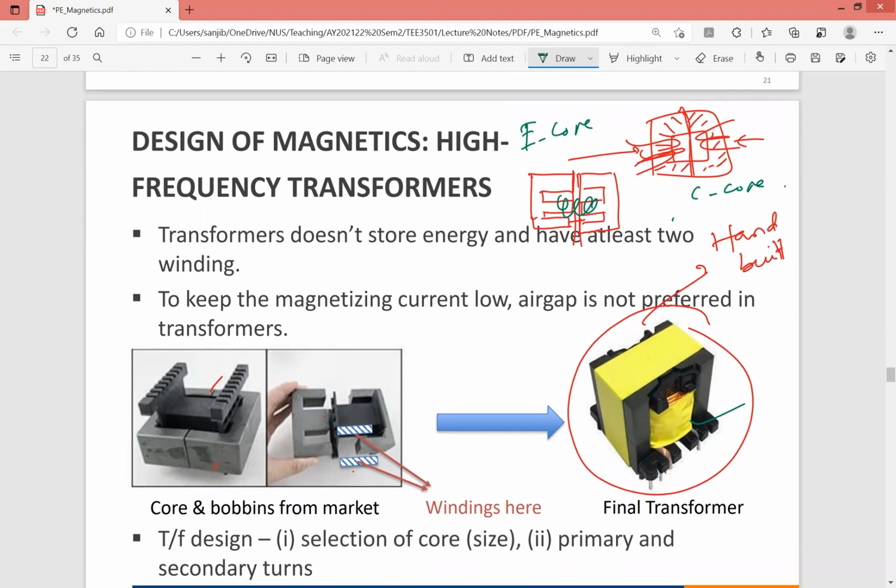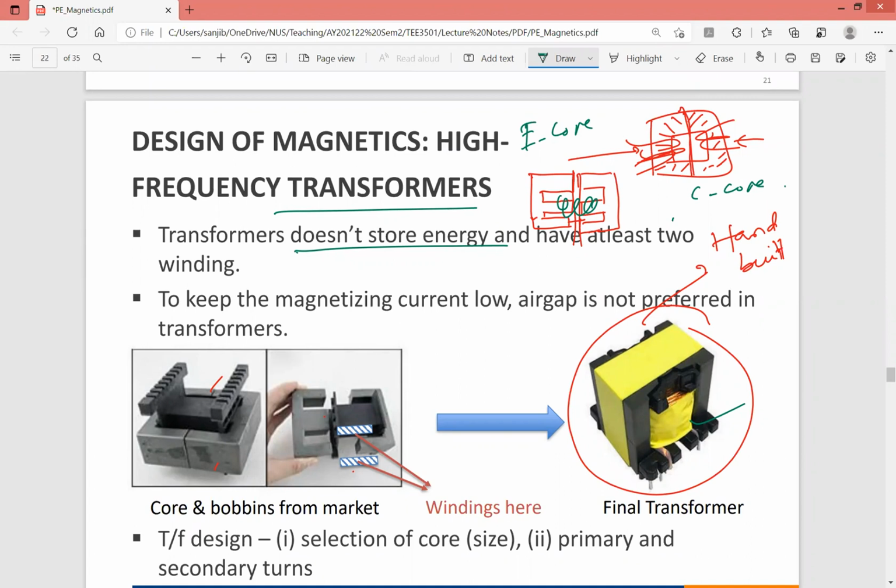Now, how to design transformers? A transformer does not store energy. What it means is that, if you know, flyback is a coupled inductor, whereas in forward we have winding 1 and 2, which is a transformer. They don't store energy. So basically they transfer energy from primary to secondary. They don't store energy, right?